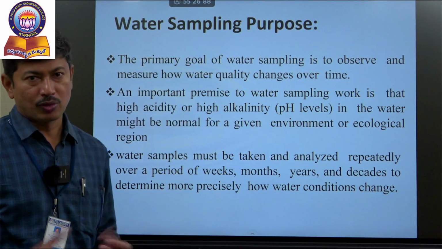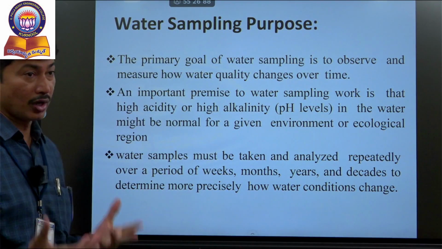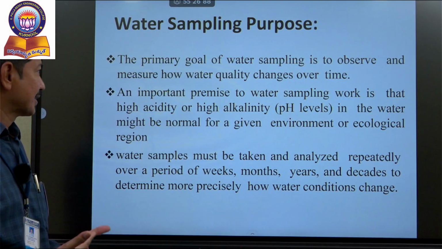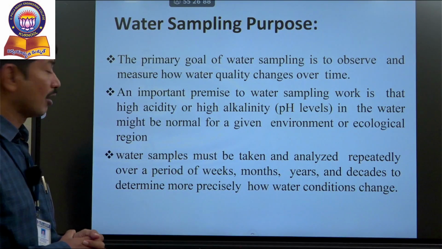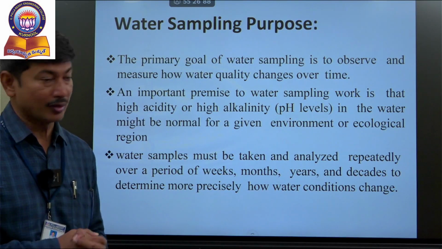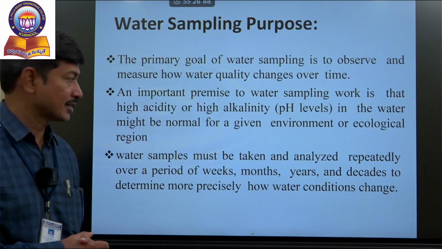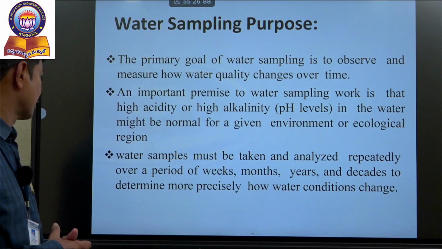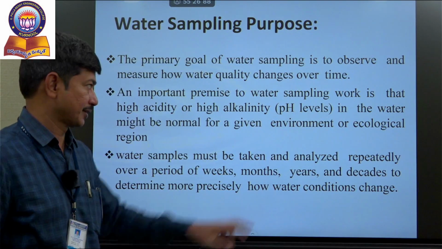The primary goal of water sampling is to observe and measure how water quality changes over time. An important premise of water sampling work is that high acidity or high alkalinity in the water might be normal for a given environment or ecological region. Water samples must be taken and analyzed repeatedly over a period of weeks, months, years, and decades to determine more precisely how water condition changes.